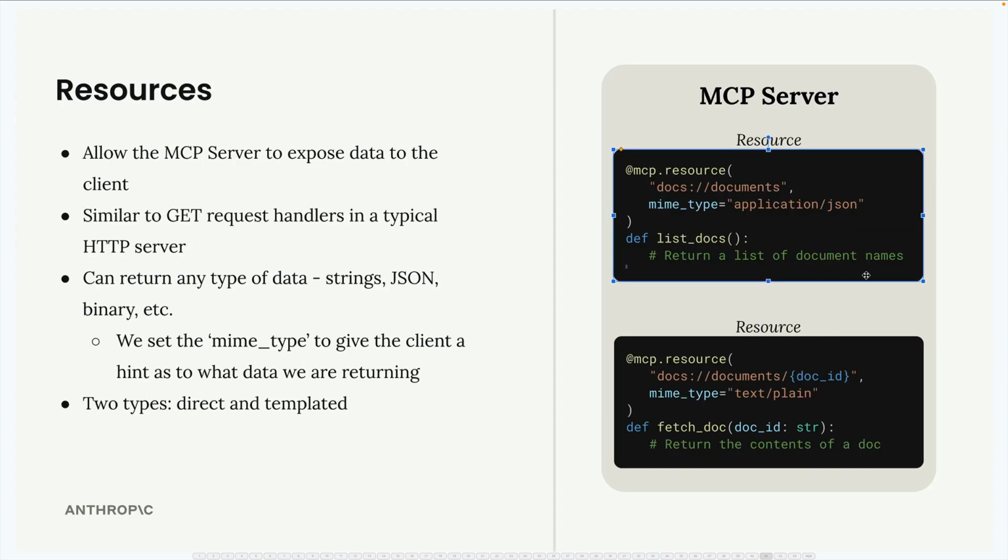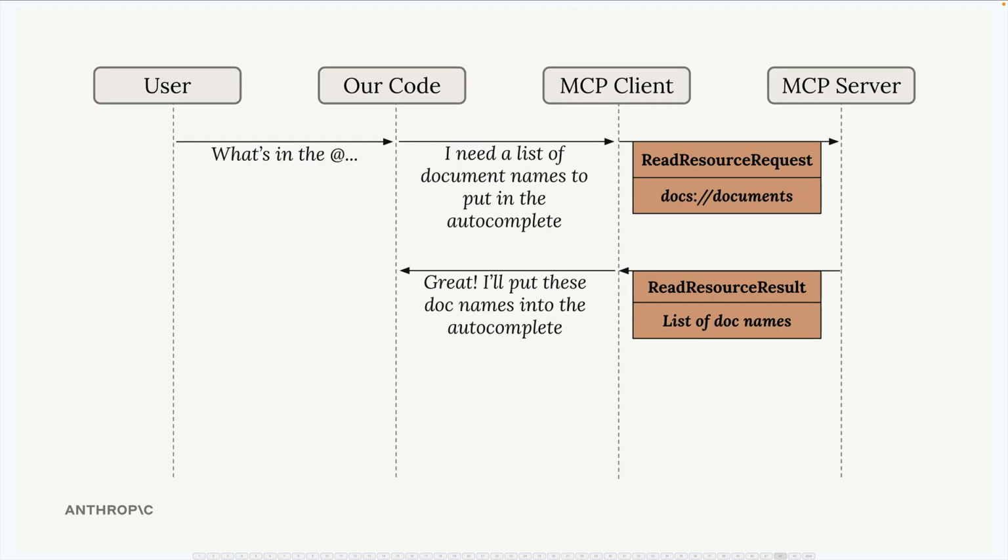One resource would be responsible for returning just a list of document names, so we can put them inside the autocomplete. And then we would probably make another resource that will expose the contents of a single document based upon its document ID. When we define these resources, they are going to be accessed through our MCP client.